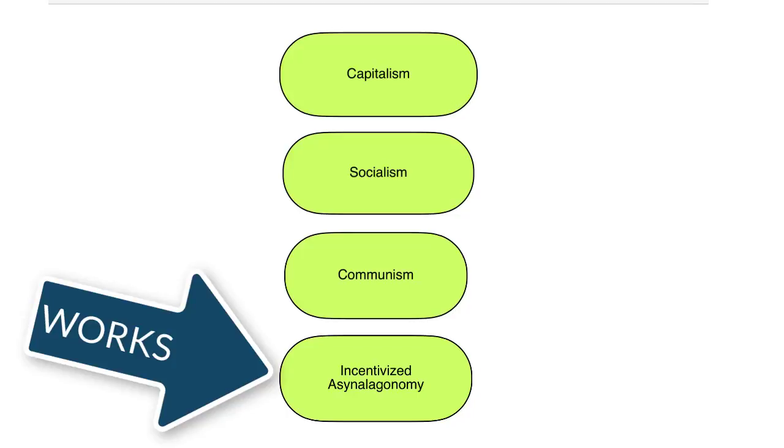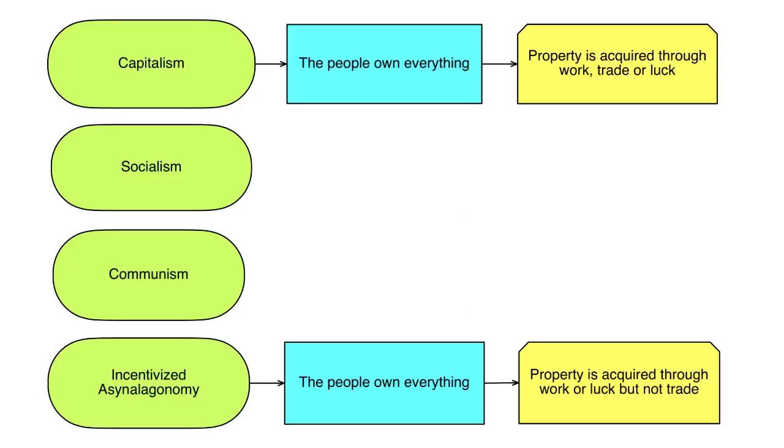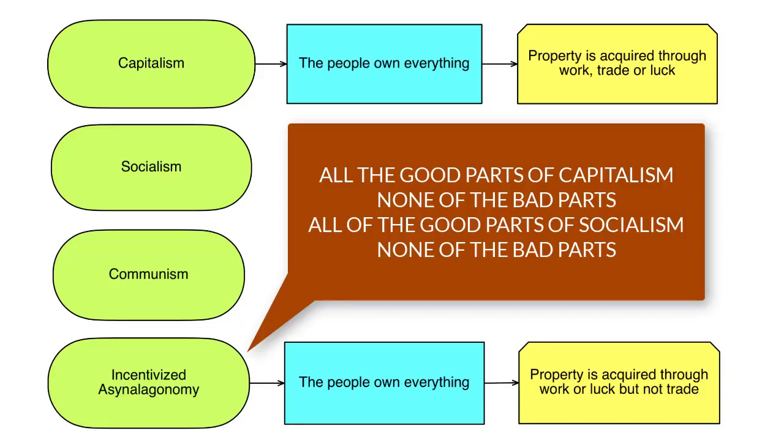Now, I've had these people, they get so defensive when I tell them anything that's not right with capitalism. They assume I'm trying to defend communism or socialism. If I complain about communism or socialism, they assume that I'm trying to defend capitalism. I'm talking about incentivized asynalagonomy, and it has nothing to do with any of those things. If you really take a close look at that, you'll see all the differences. So let's think about this. Let's have a better world.